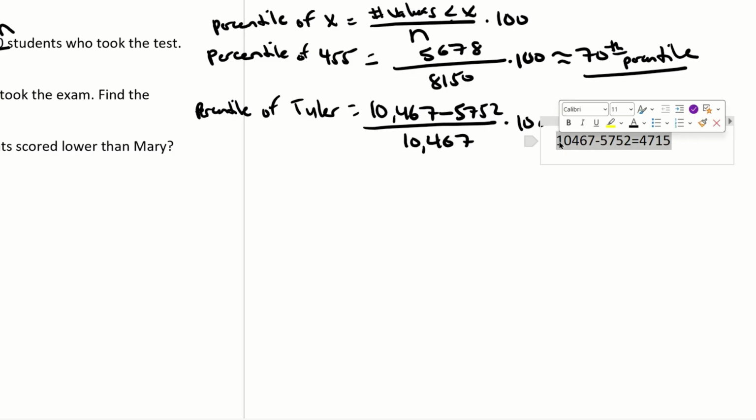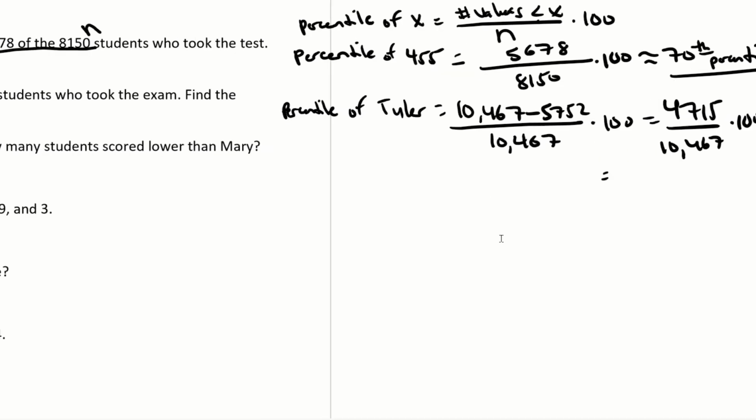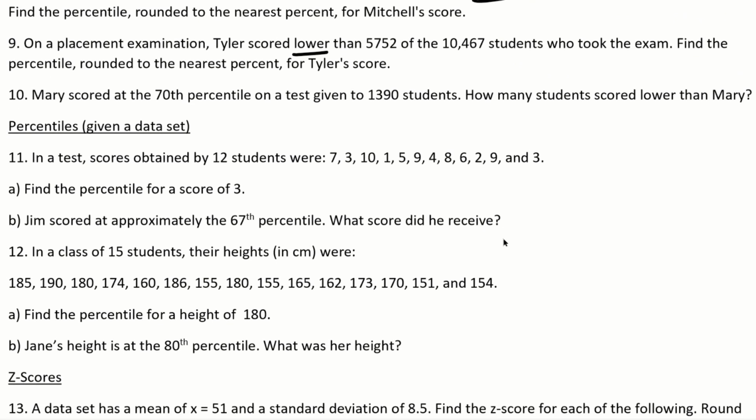Okay, so 4,715 over 10,467 times 100, and then we'll convert that to a percentile. All right, if we do the math, we get about 45.05, which is approximately the 45th percentile, because we're rounding to the nearest whole number, to the nearest percent. Okay, all right, so that's it for number 9. So now we're going to do number 10.